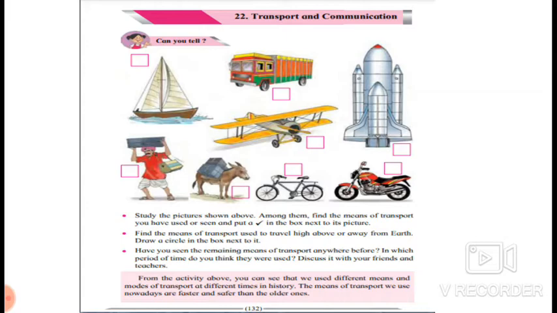Students, please open your EVS textbook. Take page 132. Can you tell? Study the pictures shown above. Among them, find the means of transport you have used or seen and put a right in the box next to its picture. Find the means of transport used to travel high, above or away from Earth. Draw a circle in the box next to it.